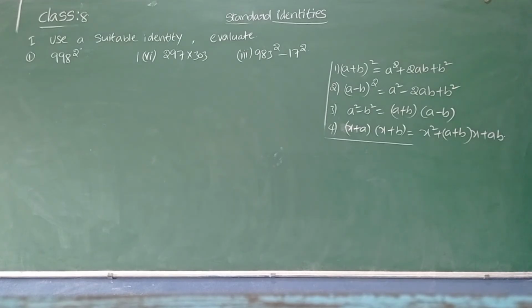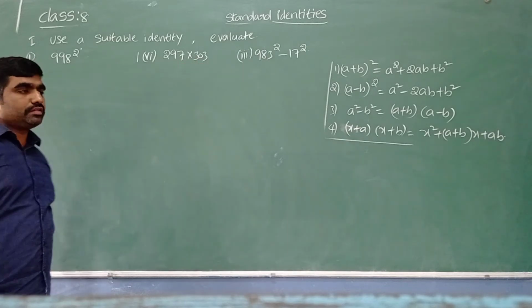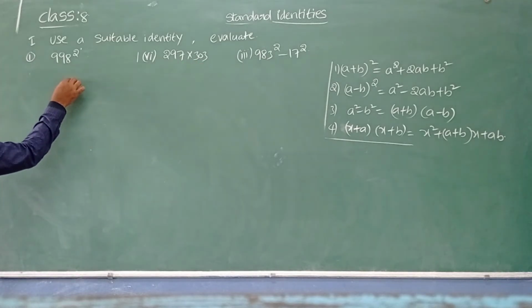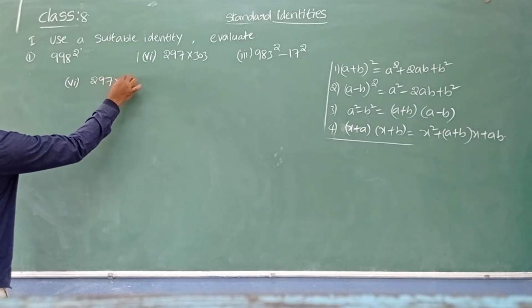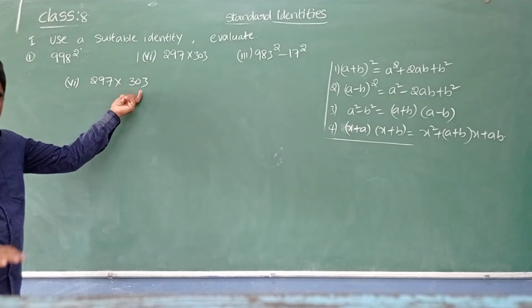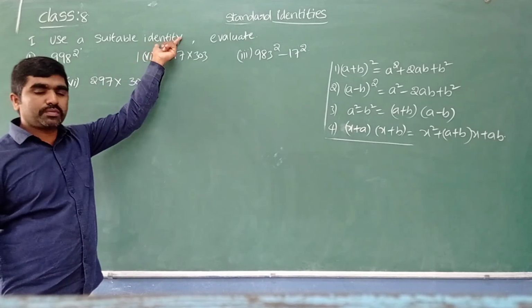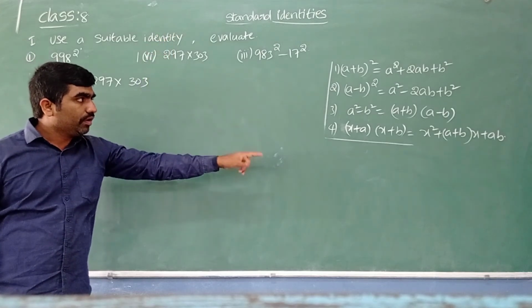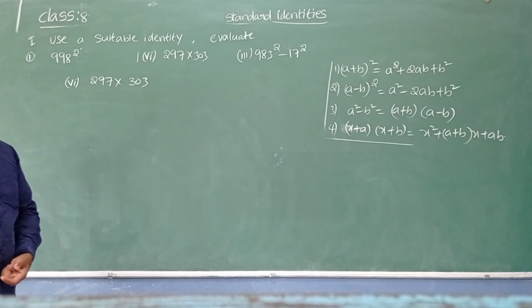Yes, children, let's see one more application based on these identities, which is 297 into 303. We have to multiply this, not by general multiplication. We have to multiply this by using a suitable identity. From the 4 identities, we need to select the identity which is suitable to find the product of these two.